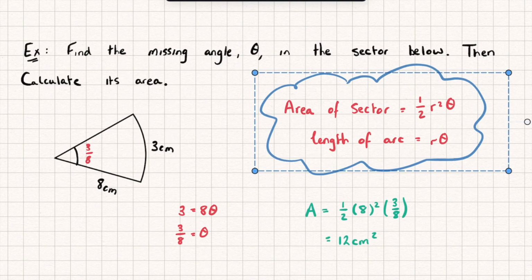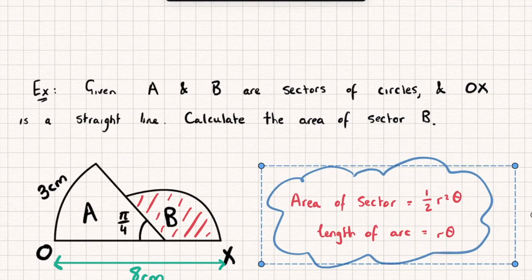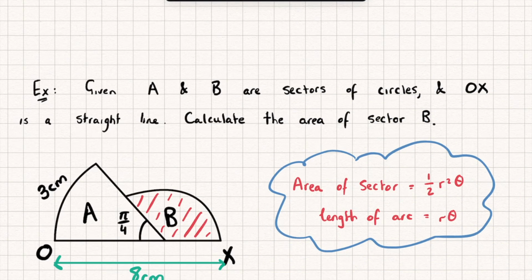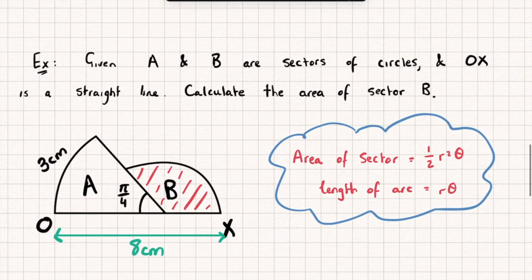So let's bring down our formulae and have a look at the final question, which is a bit trickier because there's multiple steps. So it says, given A and B are sectors of circles and OX is a straight line, calculate the area of sector B. Now sector B has been highlighted in red, hopefully you can see that here.